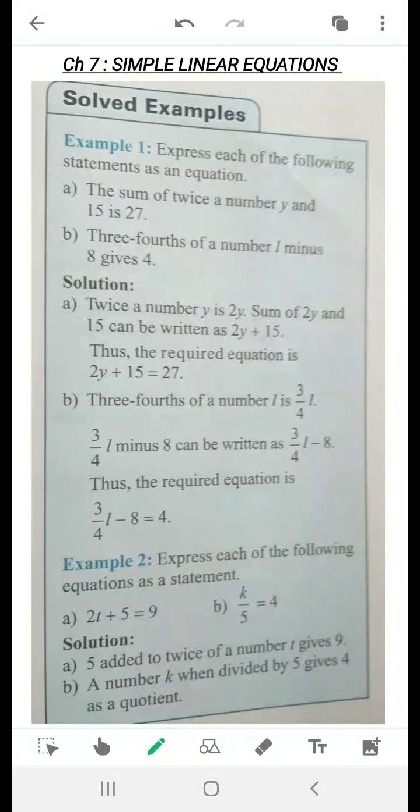Dear students, in this video I am going to start your new chapter, that is simple linear equations. Okay, so the name of the chapter is simple linear equations. Before starting this chapter, I would like to recall chapter number 6. If you have watched all the videos of chapter number 6 and understood it properly, then you will not face any kind of problem in understanding this chapter number 7. So before starting this chapter, you should revise your chapter number 6.